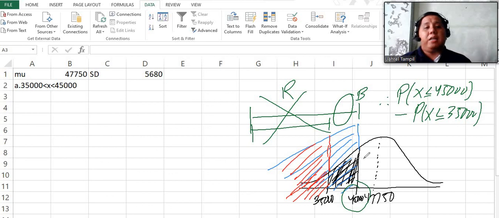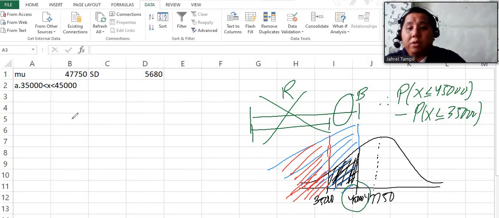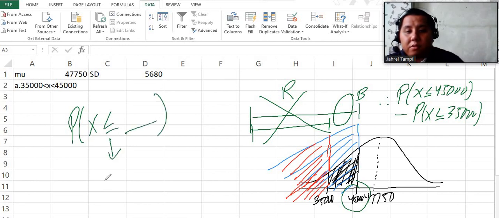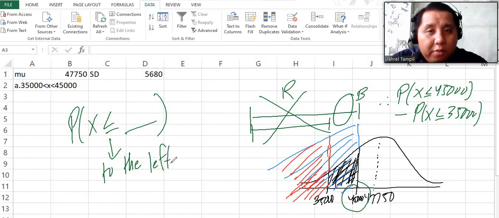This kind of analysis would be needed even more as we go along some problems. So that is only the first step. We analyze the problem into how we're going to do it because again, Excel only gives the probability to the left of a given value. So now, how do we do it in Excel? Let's look at it in the next video.